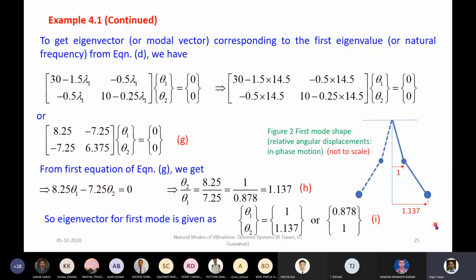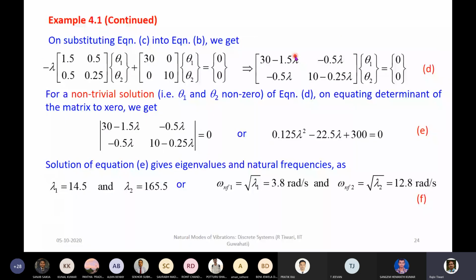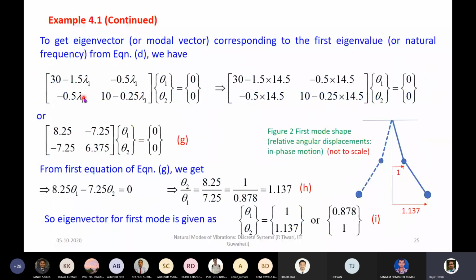Now what remains is how to find the eigenvector. The eigenvector is a simple method, and usually in mathematics also you use this method. In the previous equation, I am now putting in one of the lambda values. I'm putting lambda 1 first, and then I'll put lambda 2 the second time. Lambda 1 has the value 14.5. If I put it in and simplify, I'll get this matrix. So now I have already substituted lambda 1 here and simplified.